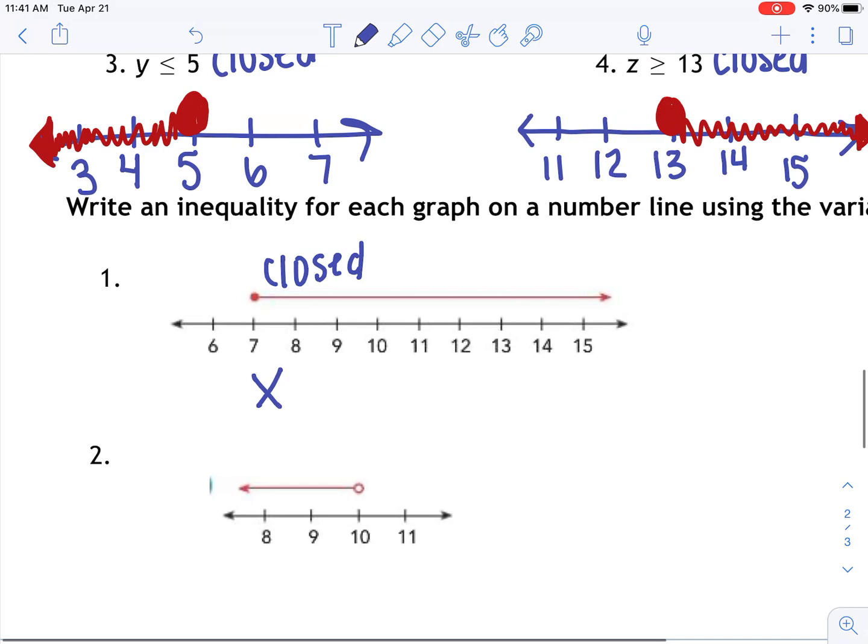Well, our point is on 7, so I'm going to put that on the other side. Now we just need to determine which symbol is going to go in between x and 7. Is it representing all the numbers that are bigger, so x would be greater than or equal to 7? Or is it showing all the numbers that are less than 7, so x would be less than or equal to 7? Well, we know 8, 9, 10, 11, 12, all of those numbers to the right would be greater than, so our symbol is going to be greater than or equal to 7. So x is greater than or equal to 7.